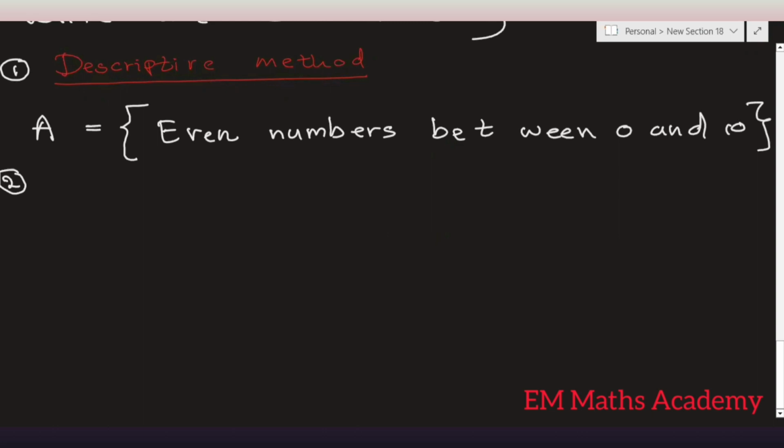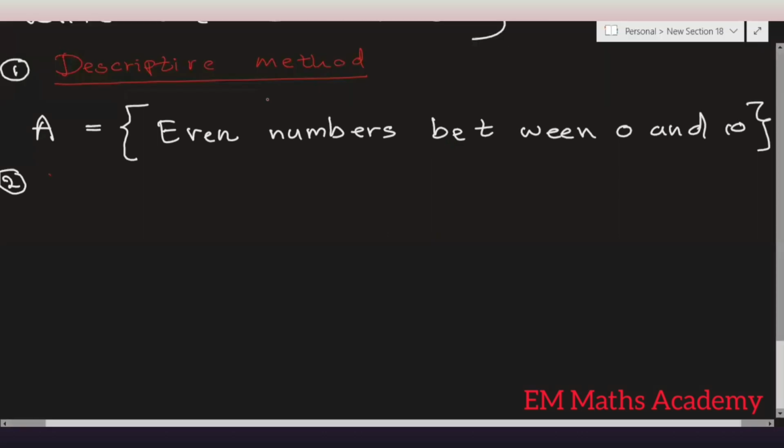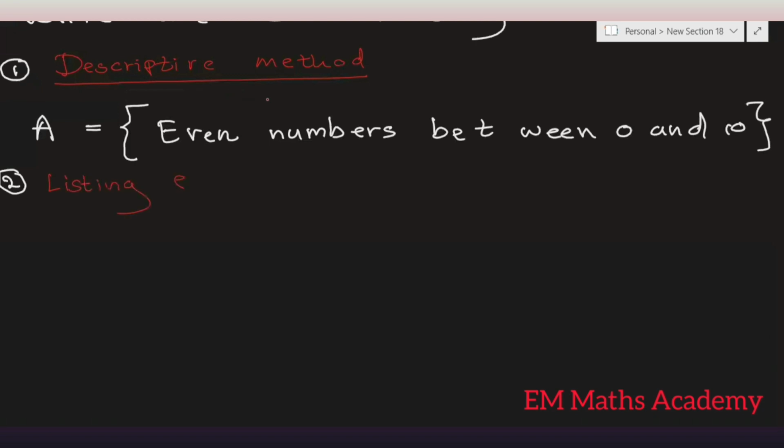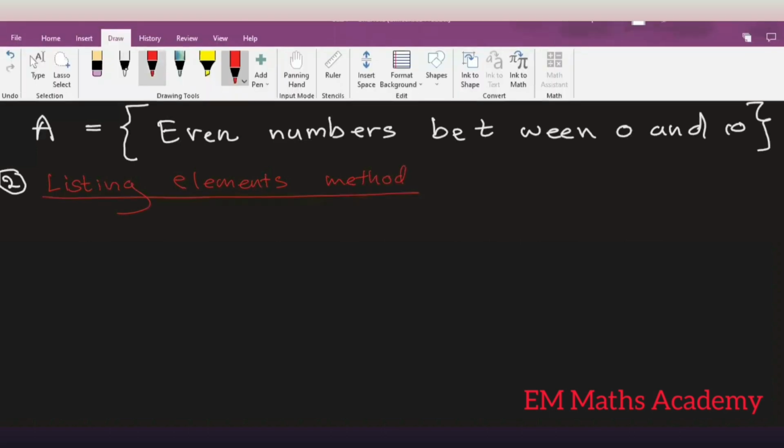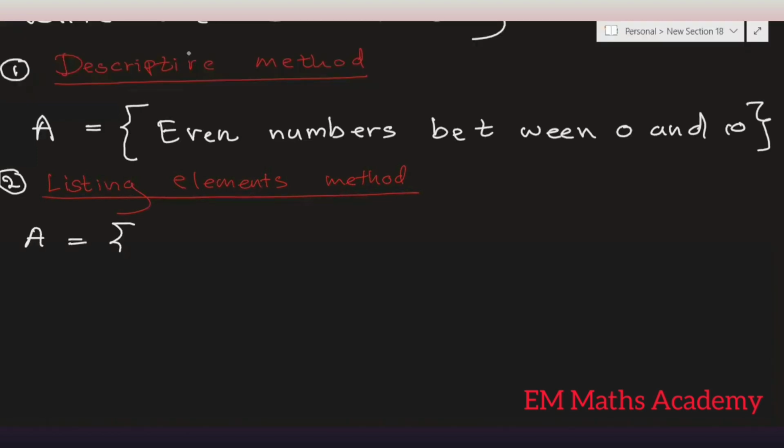The second method is listing elements. Let's see, the listing elements method. In here also the name of the set is A. Now you should be able to identify what the elements are. Now we know that after 0, the first even number is 2. Next it is 4. What are the even numbers? The numbers which are divisible by 2, no?